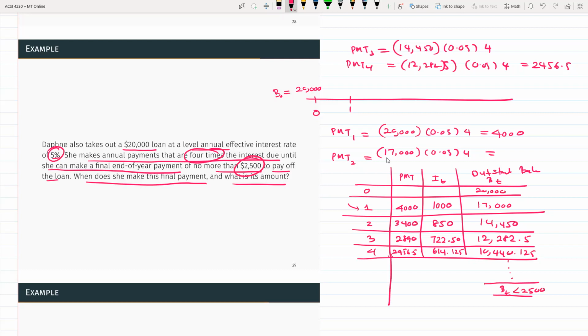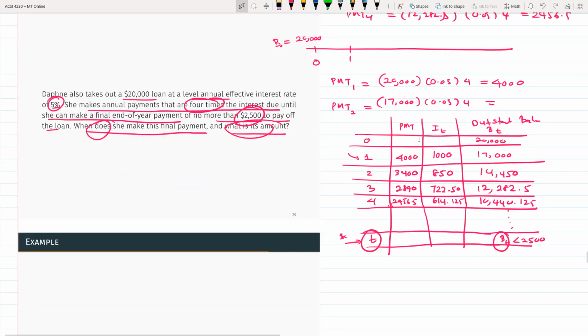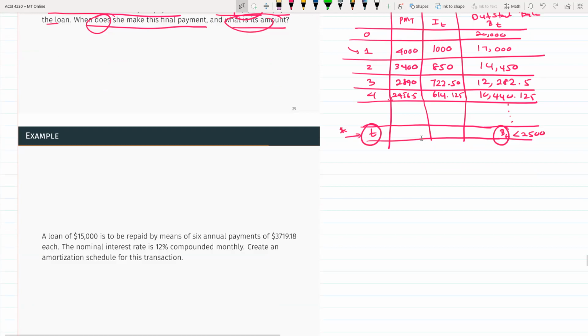When that happens, that time T, that would be your answer. Okay, and then you can find the outstanding balance. That would be the amount, and when she is going to make the payment. Okay. Let's go to the next one.